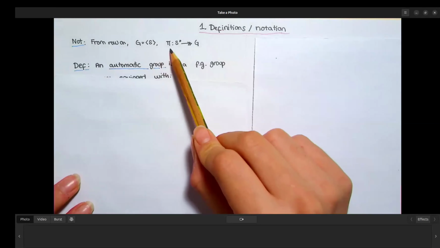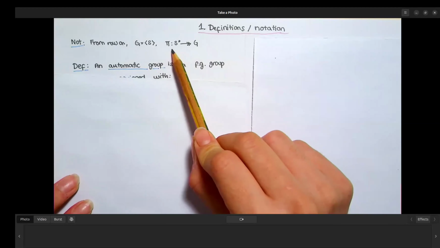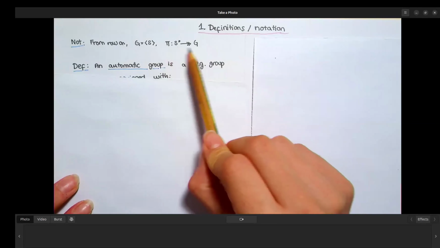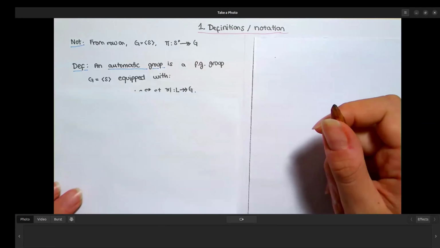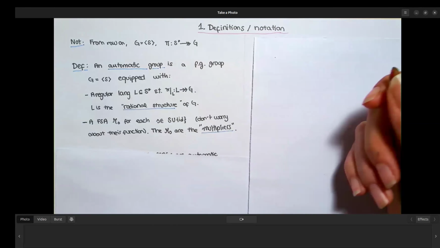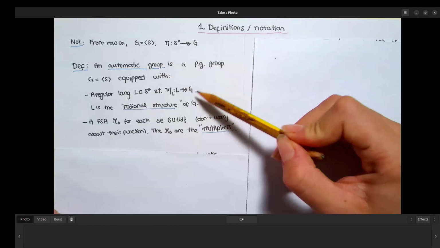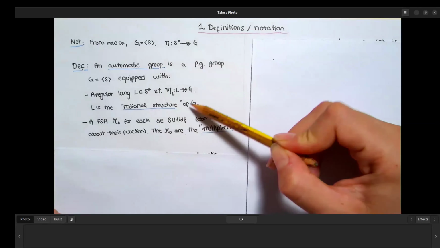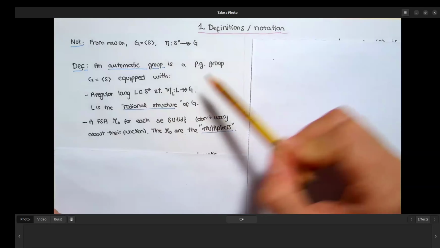So we're going to be using the notation pi. We're going to be calling pi the projection of the words over a generating set into a group generated by that set, and an automatic group is going to be a finitely generated group that is equipped with two things. On the one hand, an automatic group needs to have what we call a rational structure, which is a regular language L that projects onto the group.